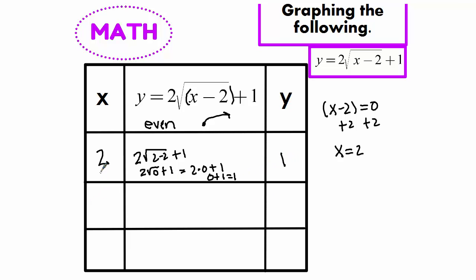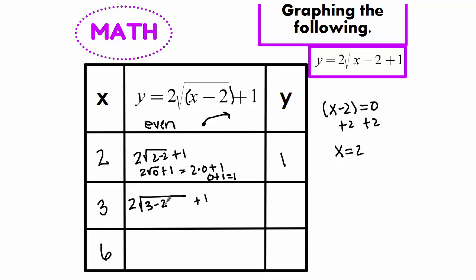Then I'm going to pick other values that are going to be perfect square roots. So if I pick 3, 3 minus 2 is 1, and I know 1 is a perfect square root. And if I pick 6, 6 minus 2 is 4, and I know that 4 is a perfect square root. If you don't pick perfect numbers, then you're just going to end up working with decimals.